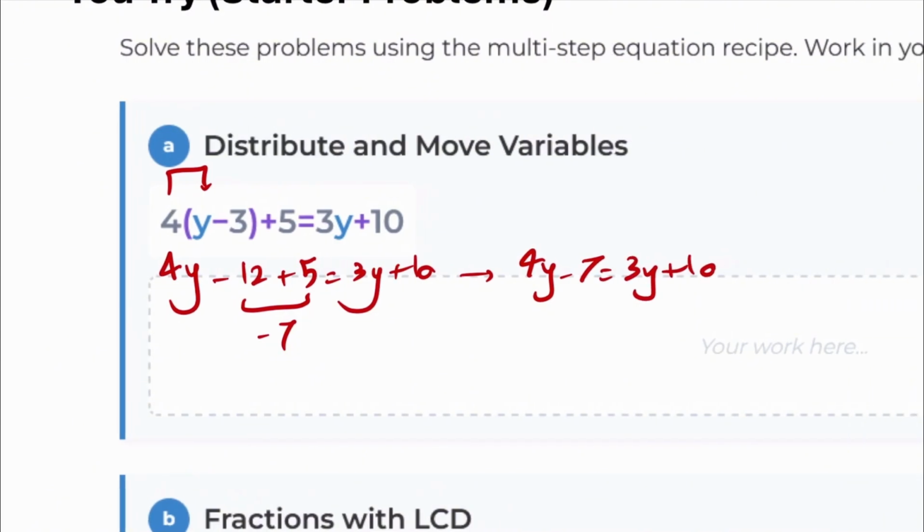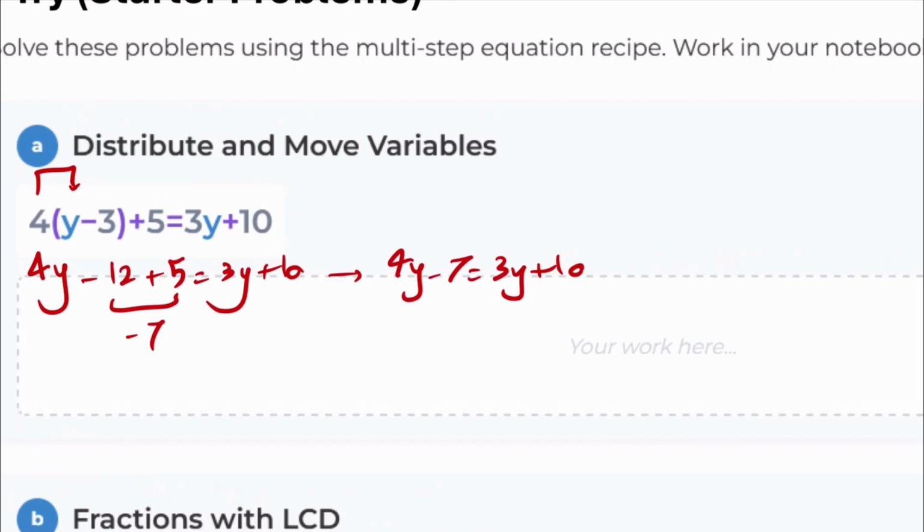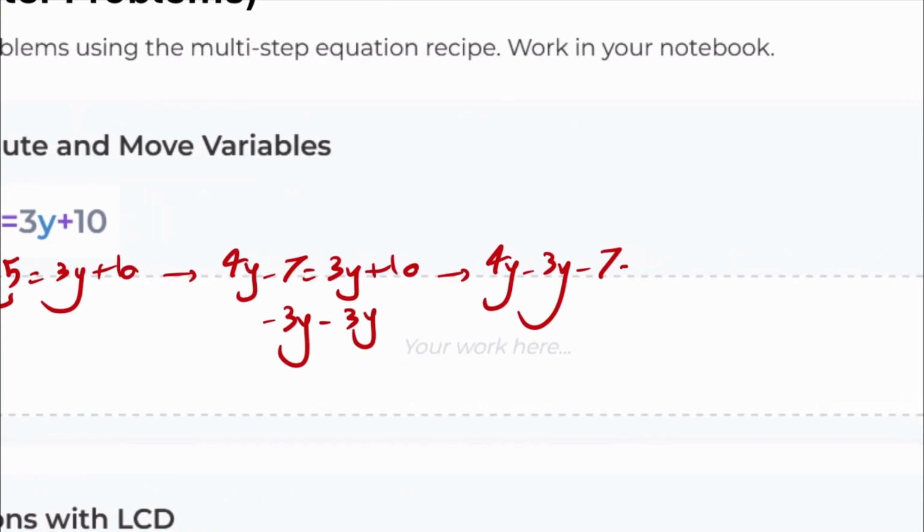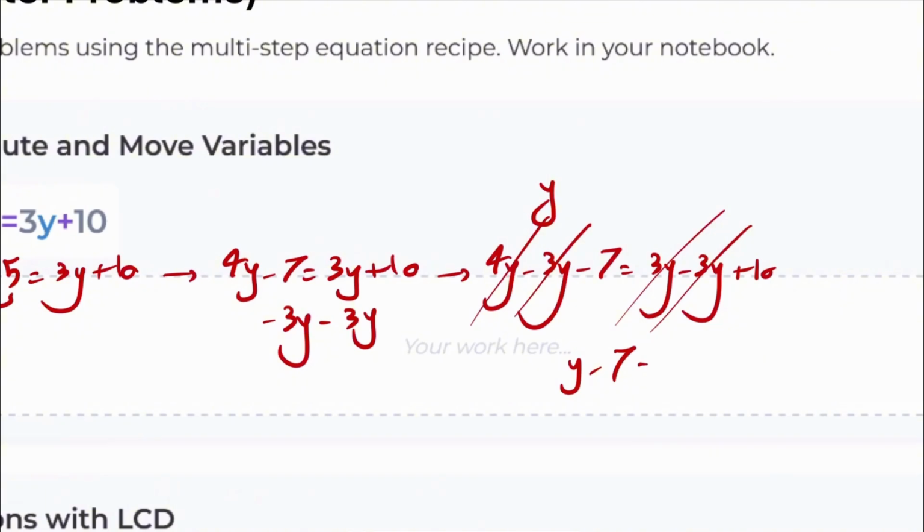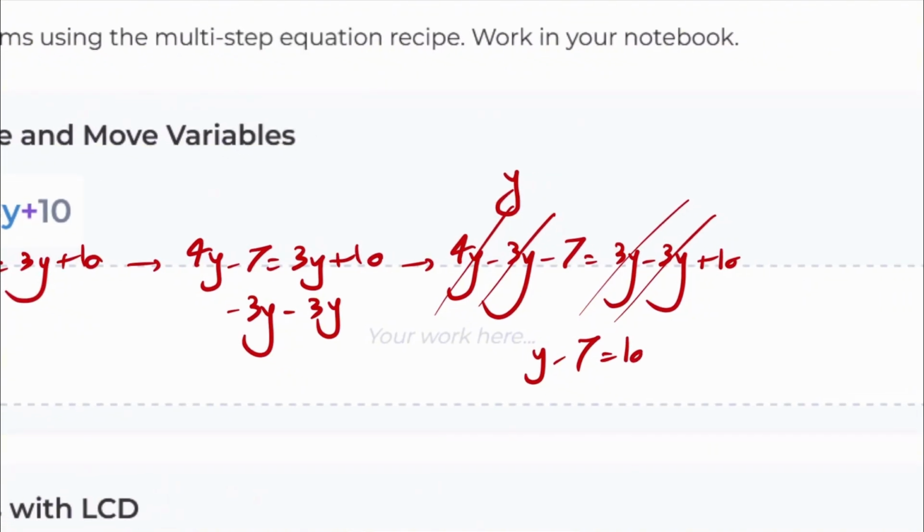At this point I have to make sure all of the y's are on one side. I'm going to use the reverse operation, and I'm doing it on both sides because I have to keep the balance. So I have 4y minus 3y minus 7 equals 3y minus 3y plus 10. The 3y on the right cancels out. 4y minus 3y is y. So I have y minus 7 equals 10, right? I'm looking for y, so I have to move this 7 to the right side, adding 7 to both sides. So I have y equals 17.